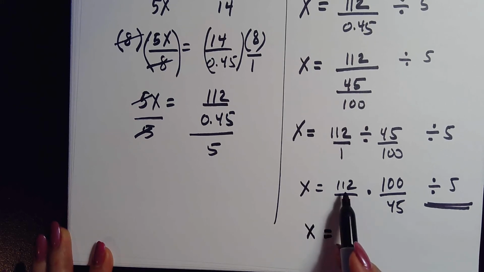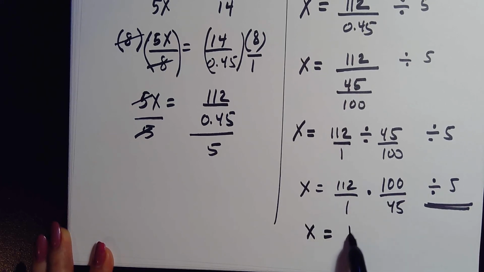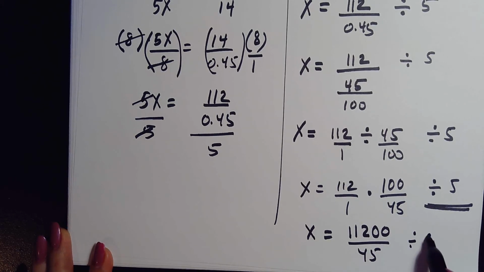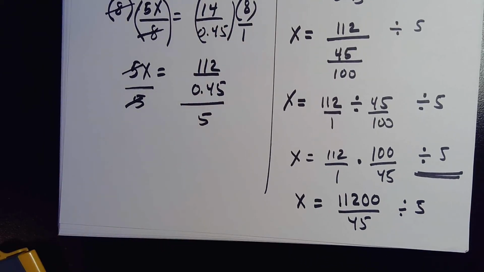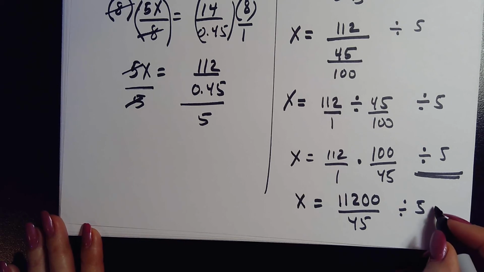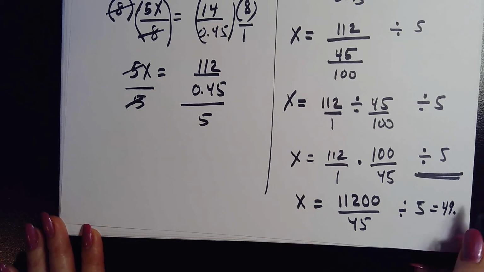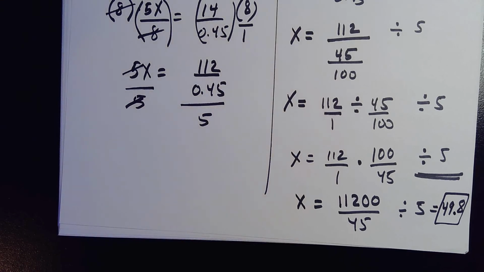So x is going to be 112 times 100, which is 11,200, divided by 45, and then that divided by 5. And so let's see what that gives me. 11,200 divided by 45 again, and then divided by 5. It gives you exactly the same answer, but you're going to need to round. So it gives us 49.777 something. Let's round this to 49.8. Okay?